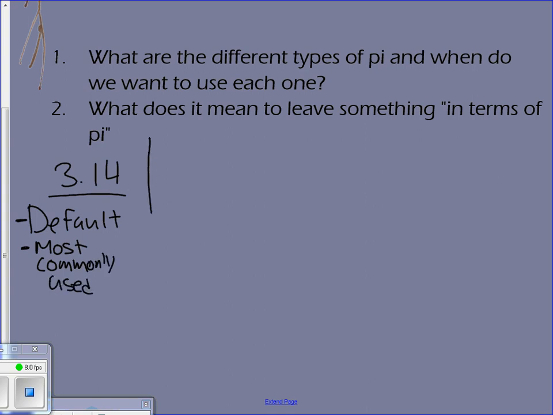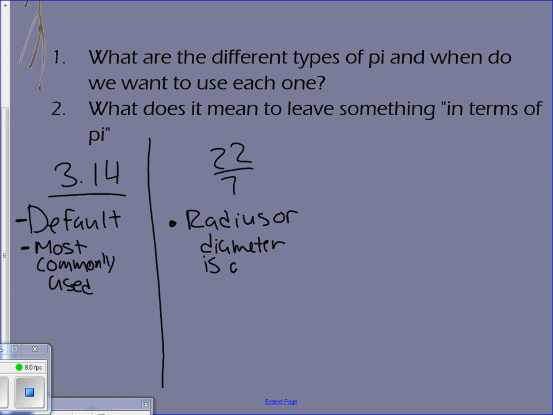Okay. The second kind that it talked about was if we put 22 over 7. Again, if you put that into the calculator, it will end up being 3.142 something, something, something. It ends up being a repeating decimal, but it's a very close approximation of 3.14. And the times we want to use this is when our radius or diameter is a multiple of 7. Okay, and I'll show you why.